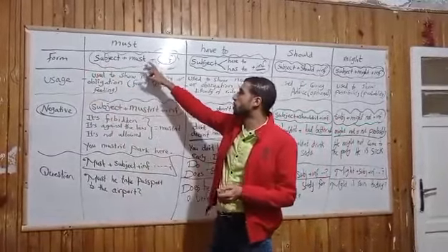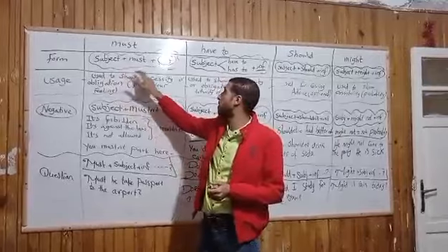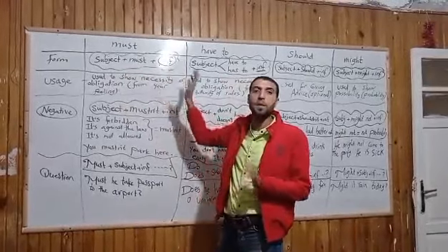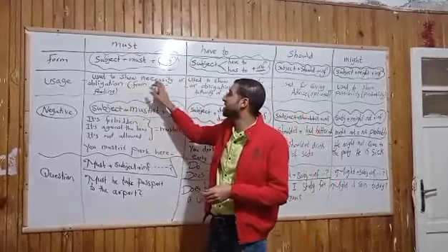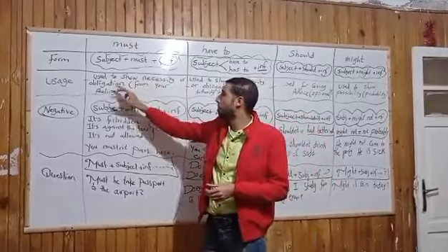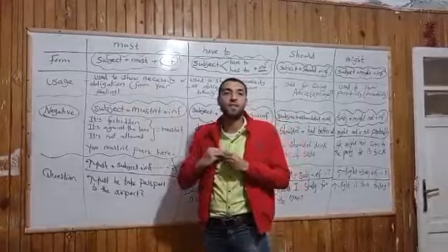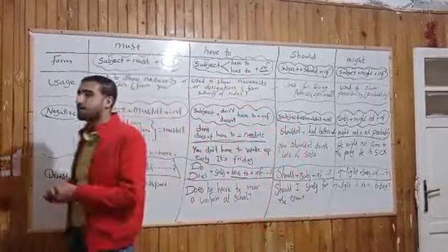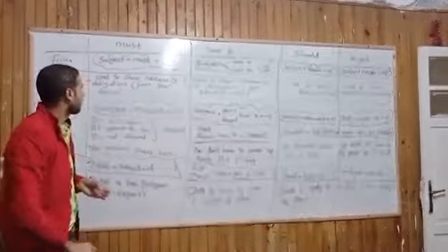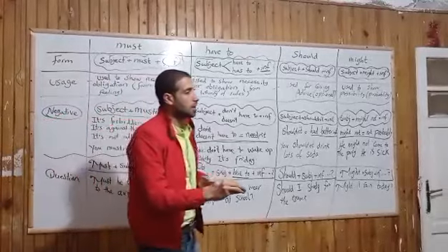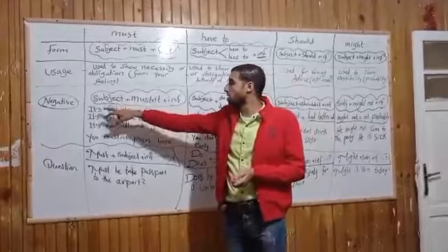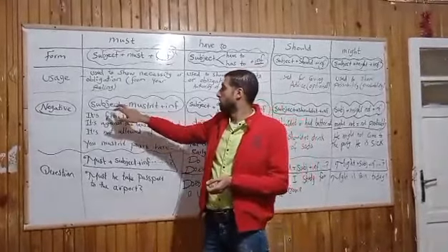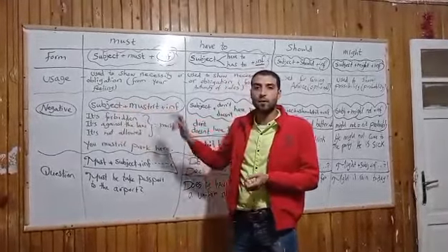In order to show the form of must, we start with the subject plus must plus the verb infinitive. Infinitive means the base form of the verb. We use must in order to show the necessity or an obligation, but it comes from your own feelings. Let's take an example. When I say, you must wake up early, but in order to change it into negative, we use subject plus mustn't plus the verb infinitive.